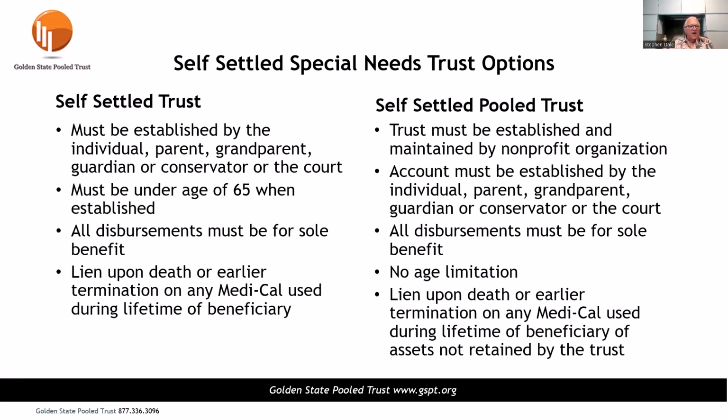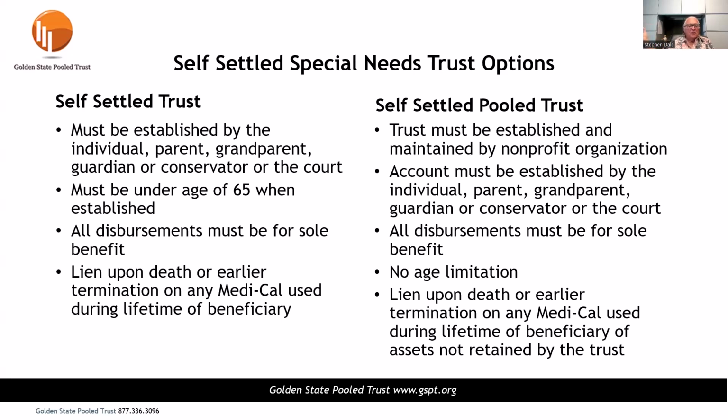All distributions have to be for the sole benefit of the beneficiary because there's a lien upon death or earlier termination. They don't want you giving this stuff away and then emptying out the trust because there's a lien upon death. Okay. And the lien upon death or earlier termination is for any Medi-Cal, probably to include this, or Medicaid used in any other state during the lifetime of the beneficiary.